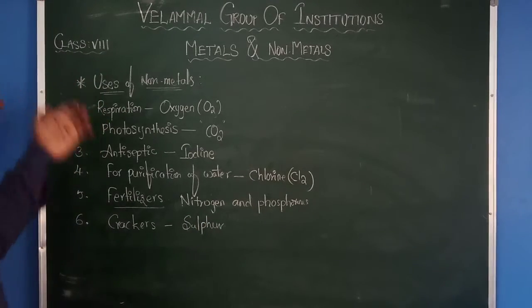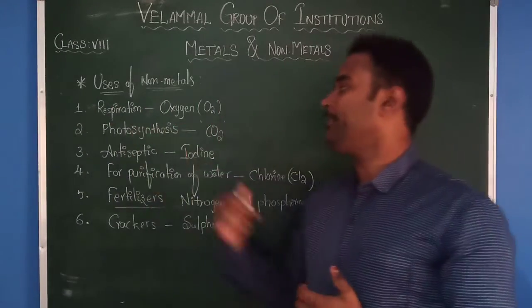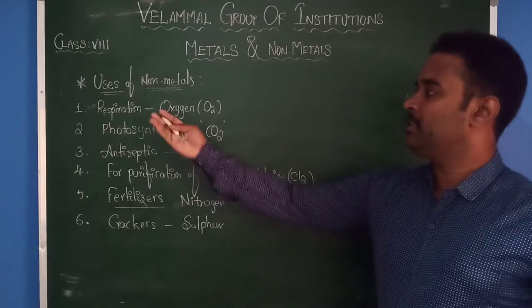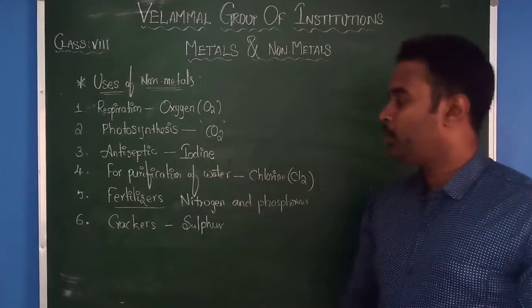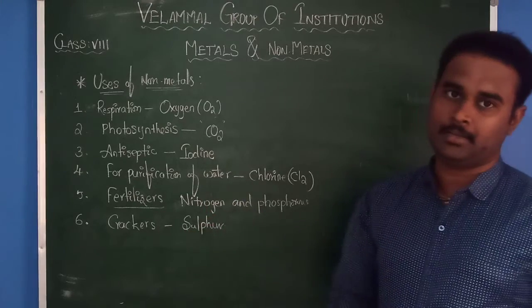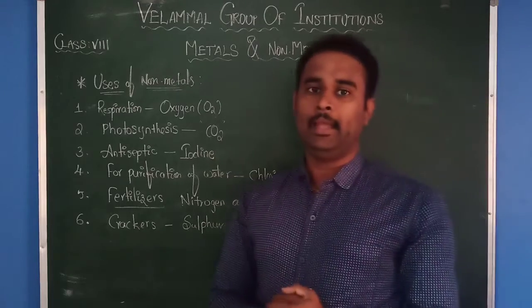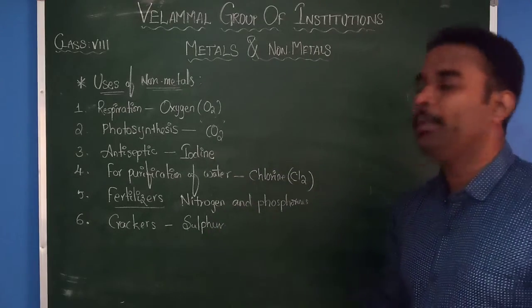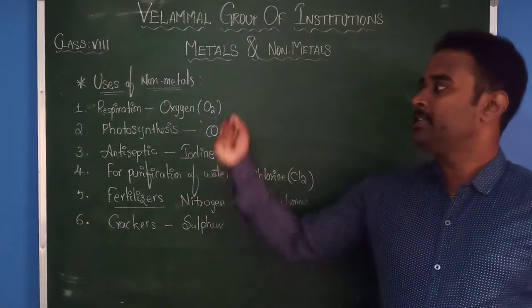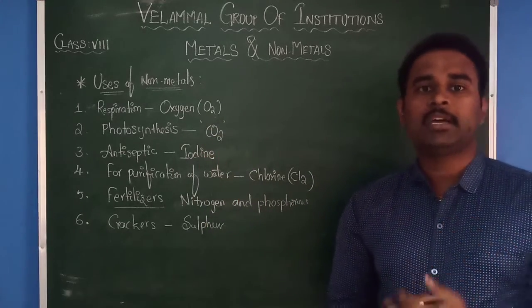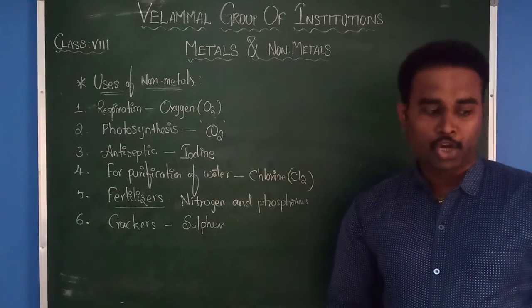That means like this, we are using so many non-metals in different areas. The first one is respiration, photosynthesis, antiseptic, purification of water, fertilizers and crackers. These are some of the non-metals which we are using widely in different areas. Like this, so many non-metals are there, we are using them for different types of purposes. This is about the uses of the non-metals.